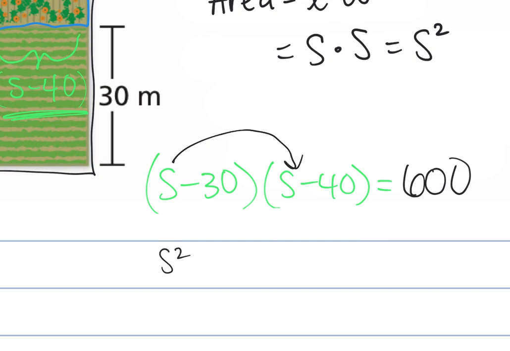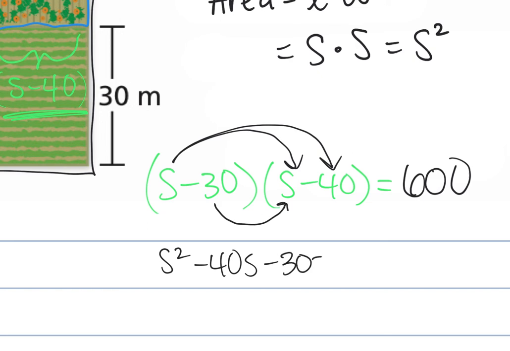S to the second. What's s times negative 40? Negative 40s. What's negative 30 times s? Negative 30s. And what's negative 30 times negative 40? 1200. Equals 600. Okay? Now, remember, we want to use the zero product property.